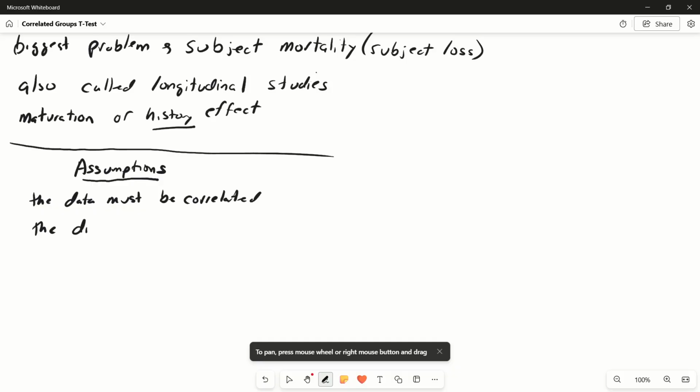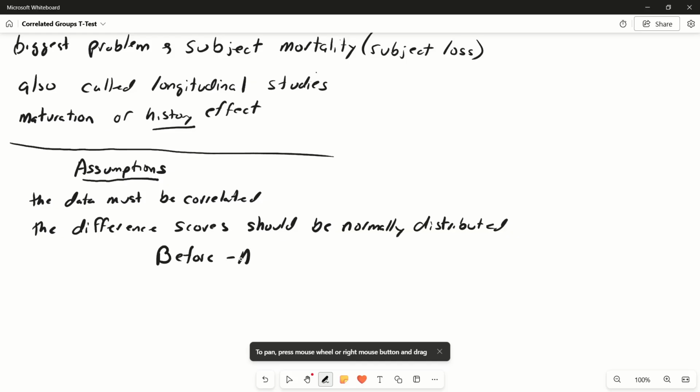The difference scores should be normally distributed. So with this correlated groups t-test, we are computing difference scores. Those difference scores should be normally distributed. What are the difference scores? Well, it's usually before minus after. This is traditionally the difference scores. So you do before minus after, and you get a set of scores called the difference scores. That set of difference scores should be relatively normally distributed.